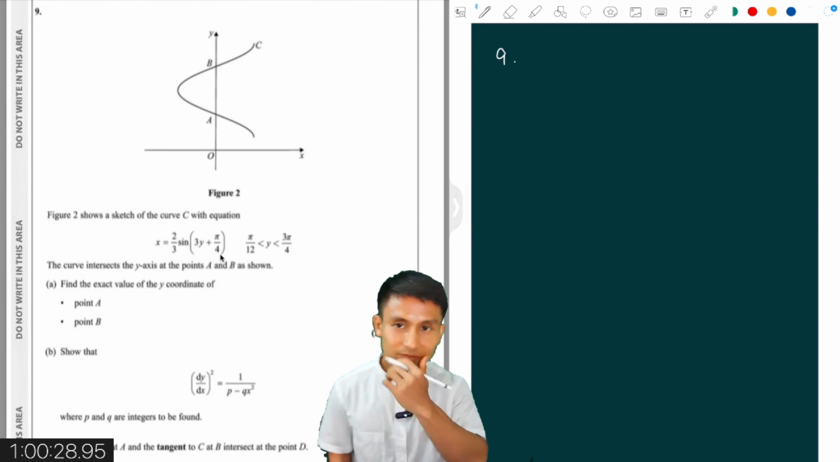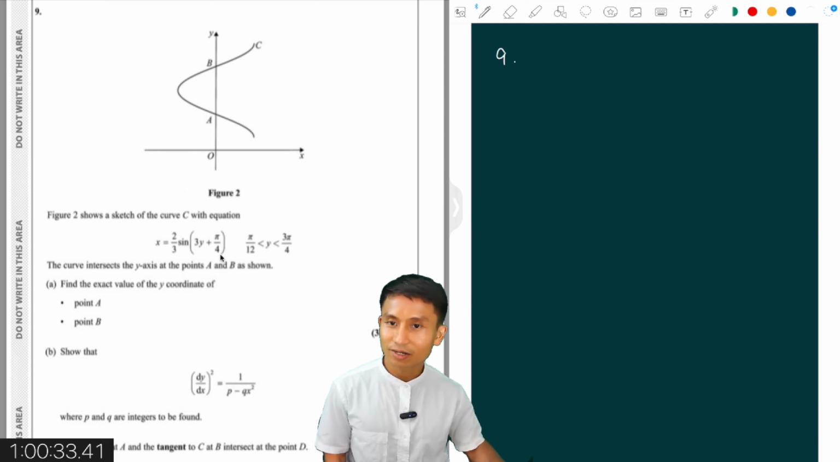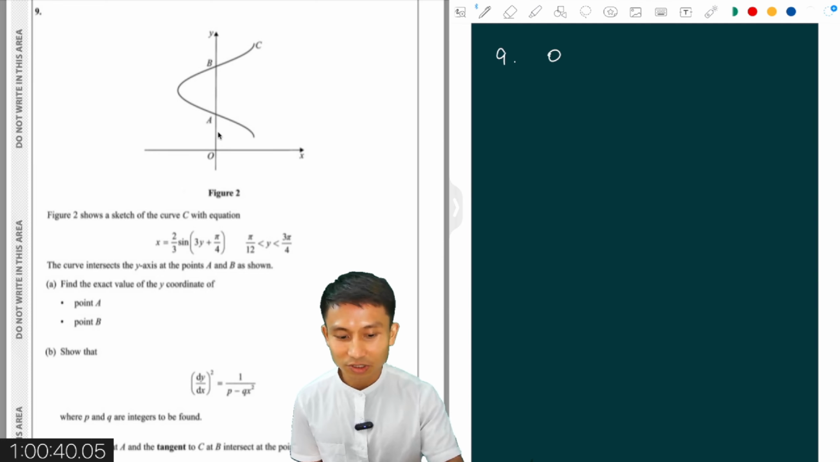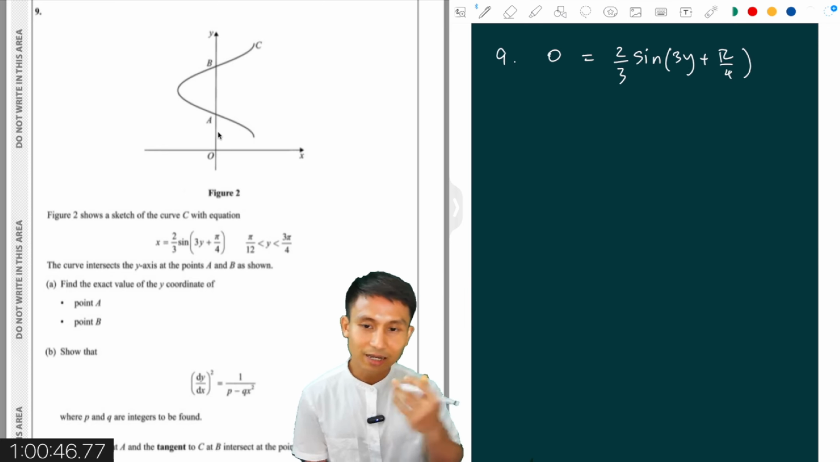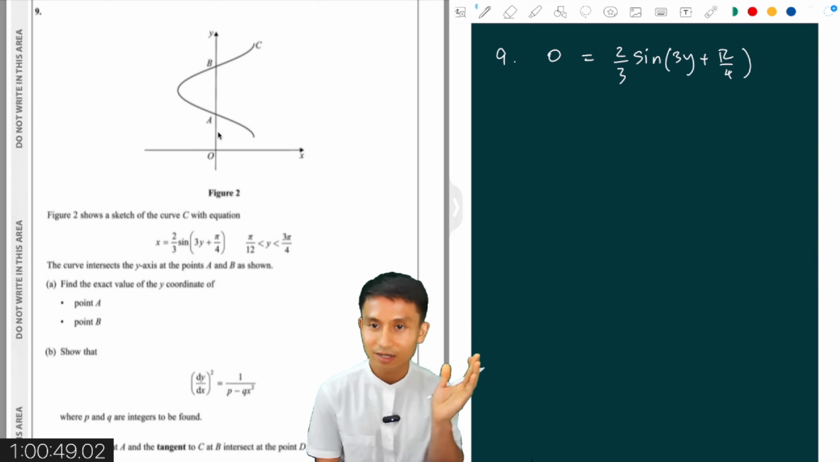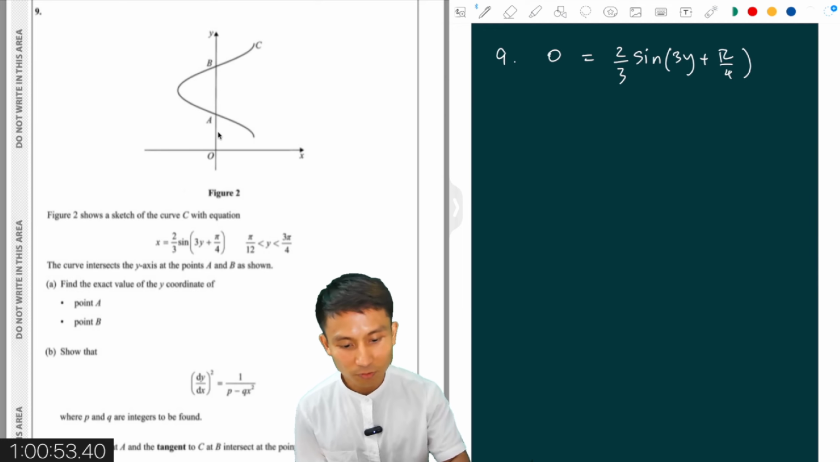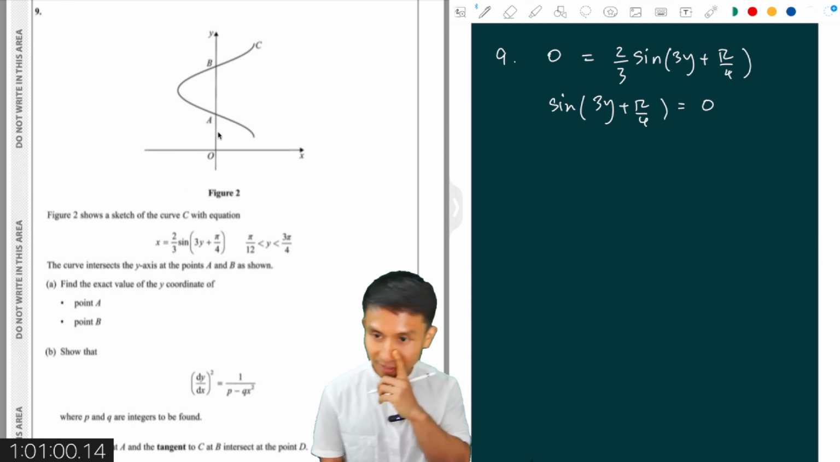Okay, this is like an inverse function, right? But we already know that for points A and B, x equals 0. So 0 equals sine of all that. Yeah, it's like an inverse function of sine here. It's like a sine wave on its side. Okay, so we are solving sine of 3y plus pi over 4 equals 0. And we're going to get y there.